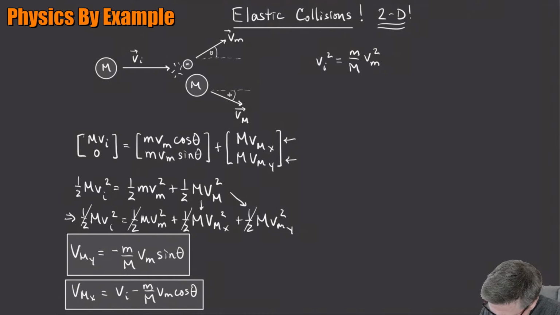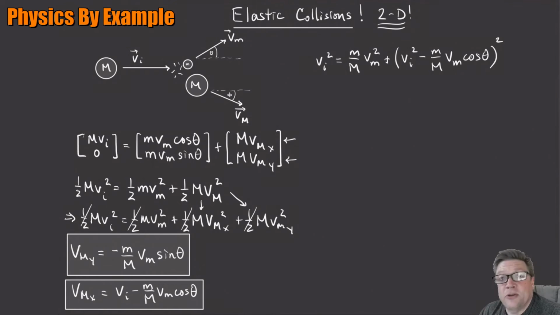VM squared. And now I'm going to substitute in what I got for the X and Y components for big M. So the big M's are going to go away, right? So this is just going to be plus VMX squared. Okay, so this is going to be VI squared minus little m over big M VM cosine theta. Oh, but that thing's going to be squared, isn't it? So we'll have a little bit of work ahead.